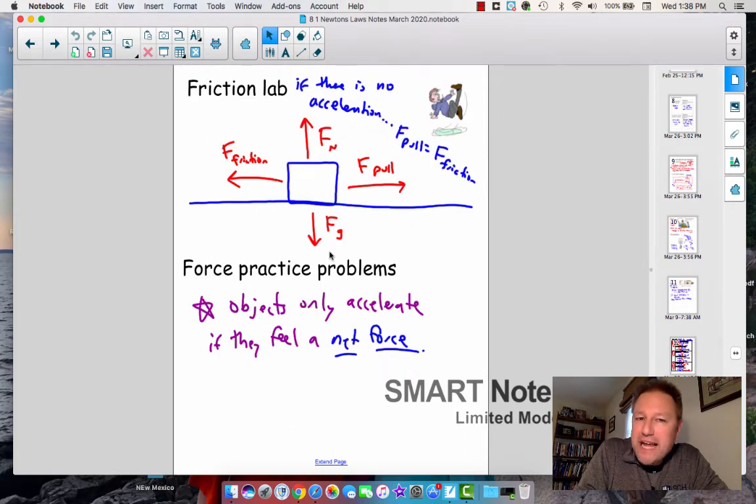Then we got into the friction lab. This is kind of where we ended class. We were working on this friction lab. We were wrapping up this friction lab back in mid-March when we last saw each other.